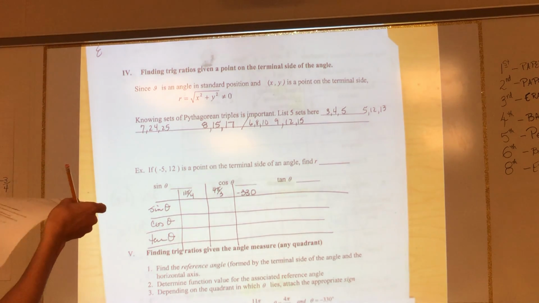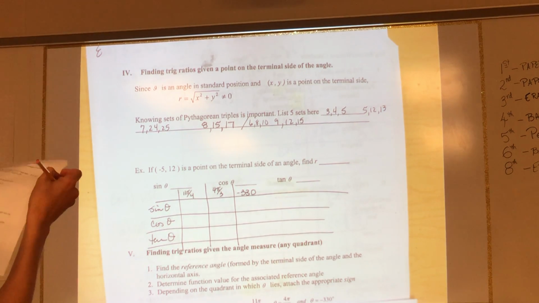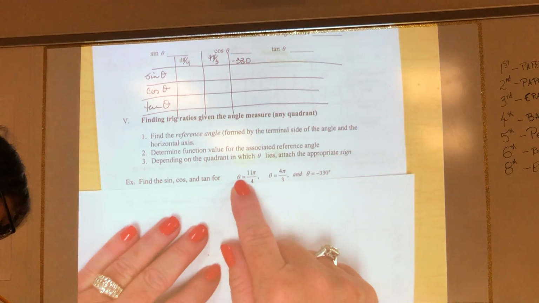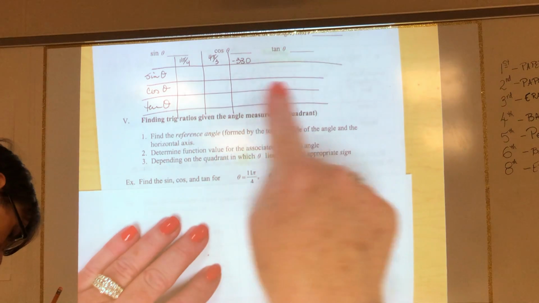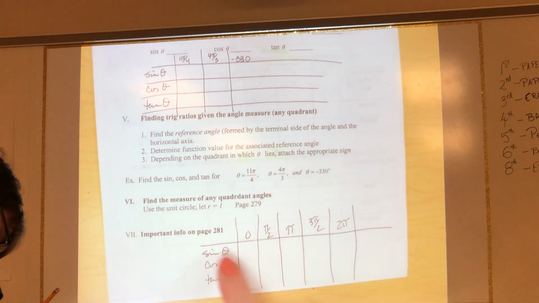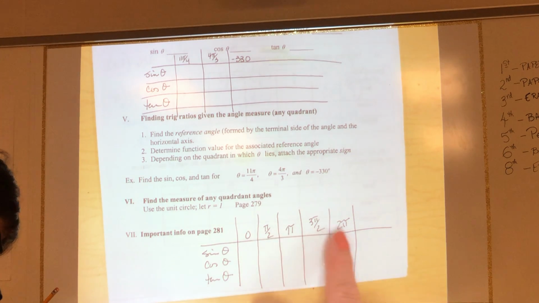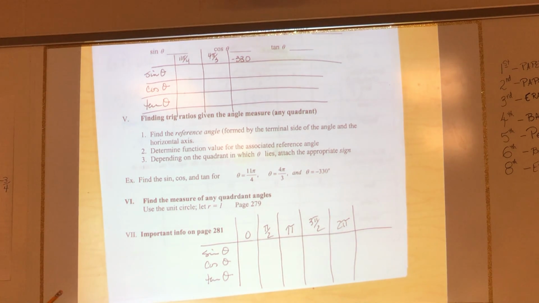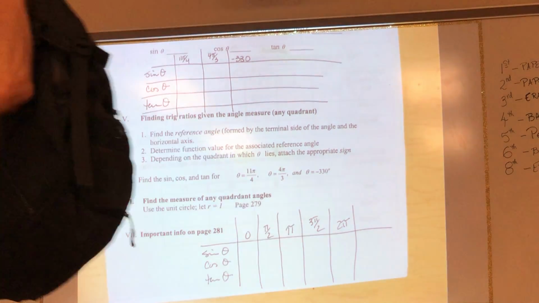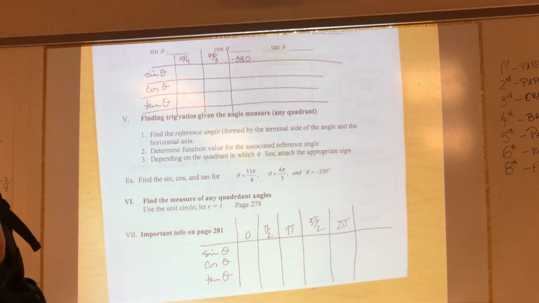So here it is right here. Find the sine, cosine, and tangent for these angles. I want it up here, and then down here at the bottom, I want you to find the sine, cosine, and tangent of all the quadrant angles. If you don't get anything written today, you can do it tomorrow. We're going to make it due on Monday.